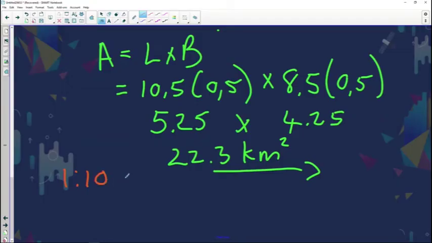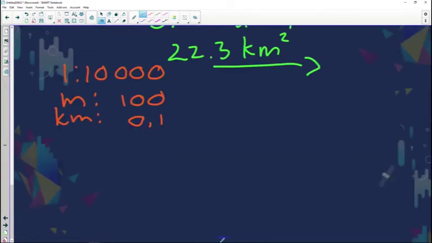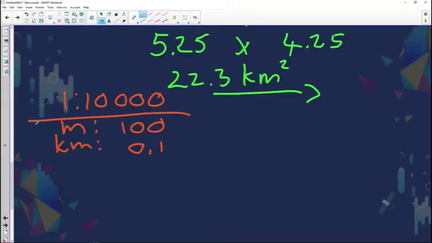Now grade 12s, keep in mind, a question can be asked to calculate the area on an autophoto map. By now you should know autophoto has a different scale, 1 to 10,000. If I want our answers in meters, we times it with 100. And if I want my answer in kilometers, we times it with 0.1. Now let's have a look at the example over here. Keep in mind you need to use this formula. Area's formula doesn't change, but when we calculate the centimeters, we're going to use a different formula because we're using a different scale.